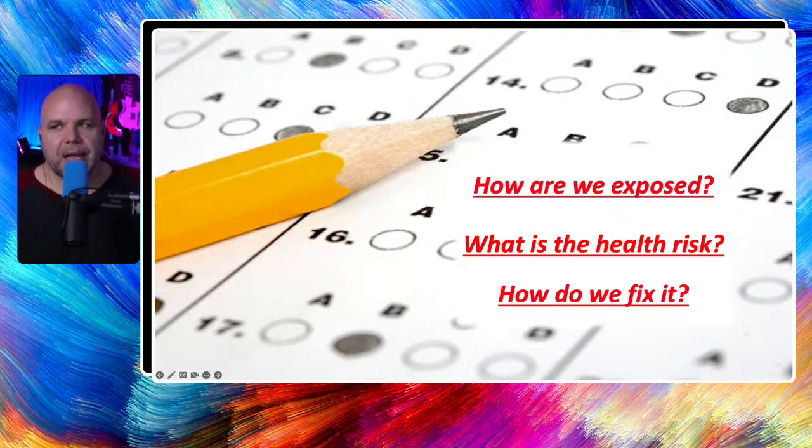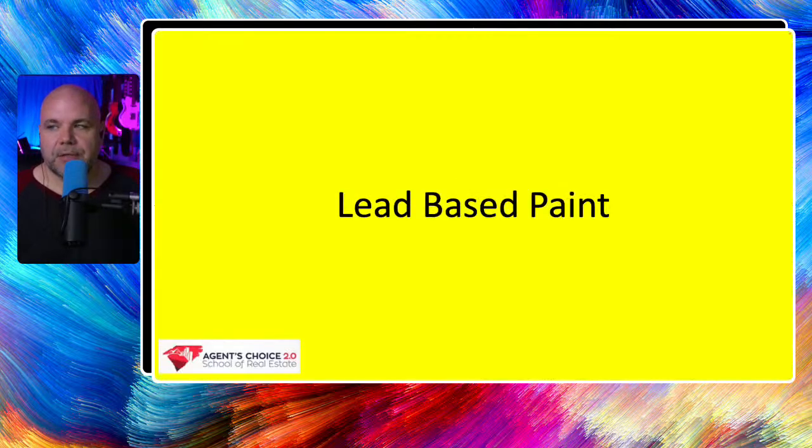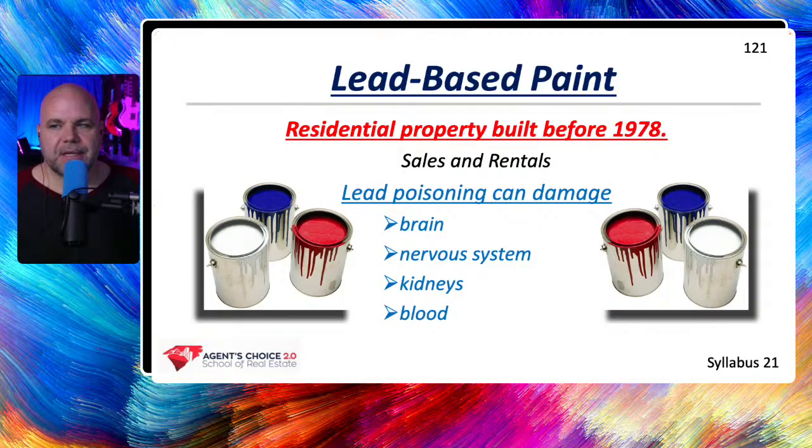We're going to be looking at how the exposure happens, what's the risk to the health, and how is it remediated or fixed. The word for fixing when it comes to environmental stuff like mold and lead-based paint is remediation. Need a remediation done to fix this thing. We're going to start with lead-based paint because that is connected to a form we need to use. The lead-based paint disclosure addendum.